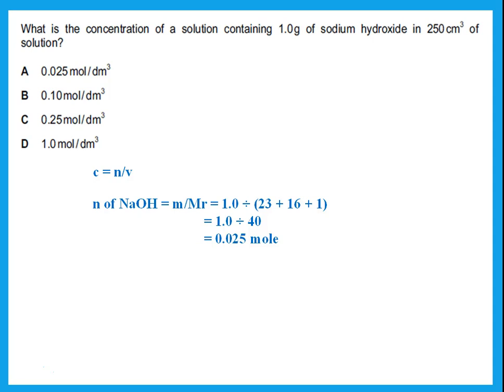So I have 0.025 mole. He wants concentration. Concentration is number of moles over volume. Remember, the volume that is put into the equation has to be in decimeter cubed. He gives me the volume in centimeter cubed. I have to divide by 1000 before I put it into the equation. So that comes out to this concentration, which is B. Okay.